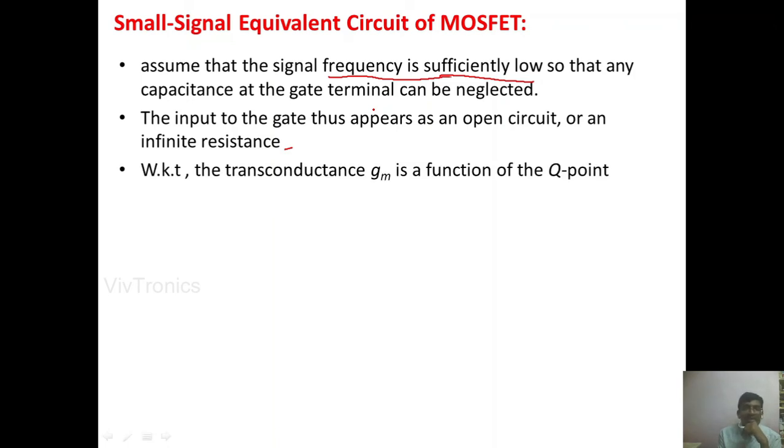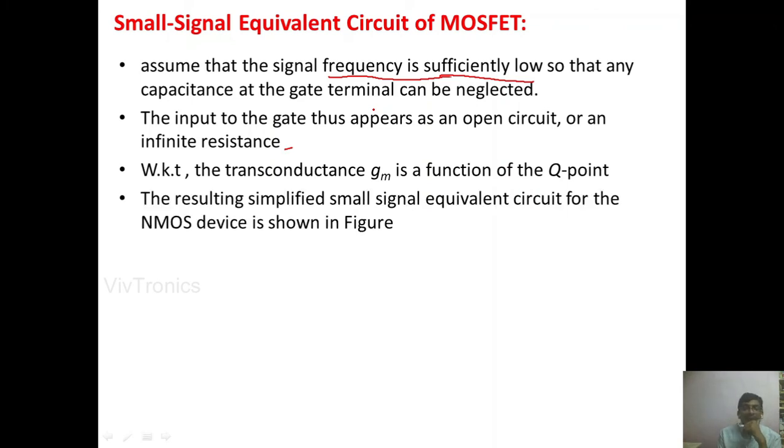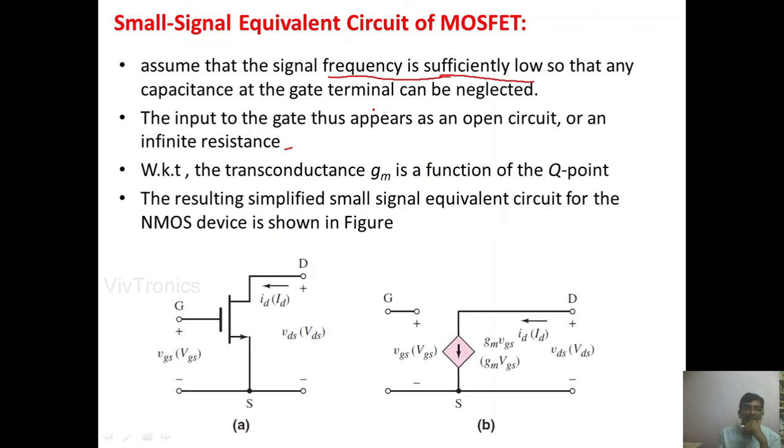Okay, so we know that the transconductance gm is a function of the Q point, and the resulting simplified small signal equivalent circuit for the NMOS device can be given in the figure. Like for this CS configuration, this is the small signal equivalent circuit. Here these notations are given in instantaneous values as well as the phasor values.